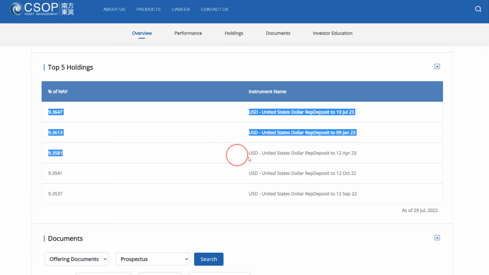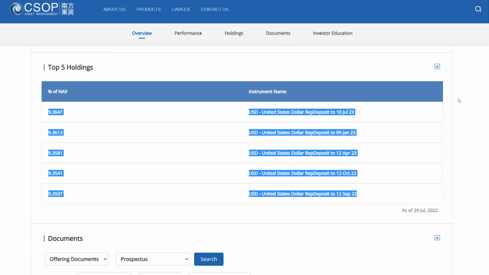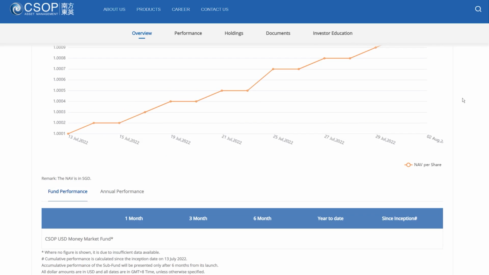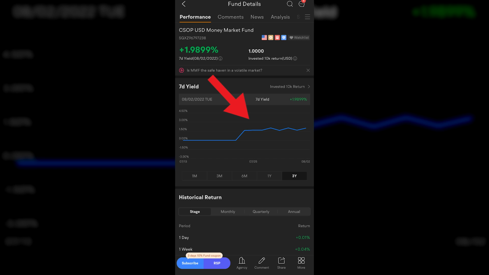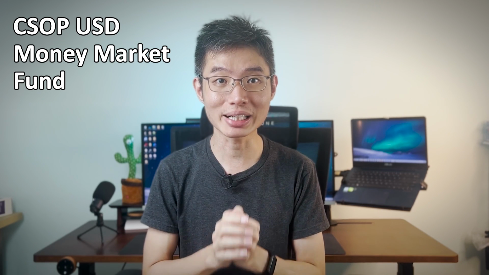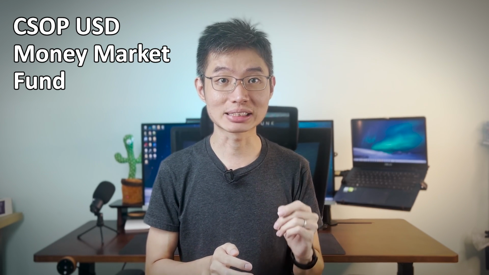You can see that they invest in short-term deposits that mature at different dates. As for past performance, there's not much past data yet because this fund was just launched in July. But so far, the historical NAV has been going up. Same for the yield.